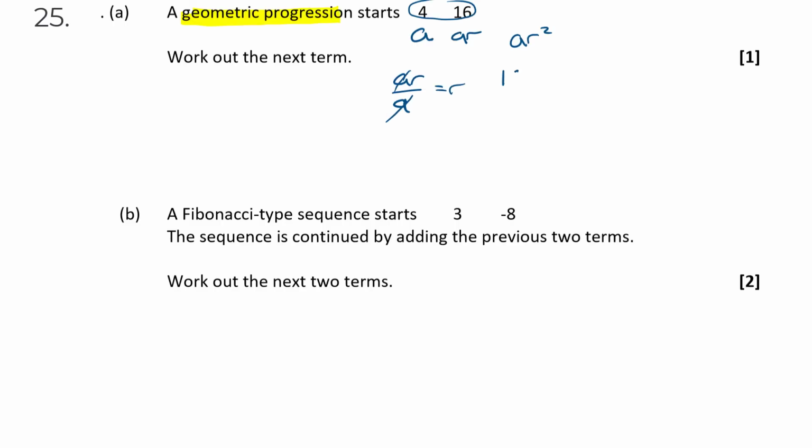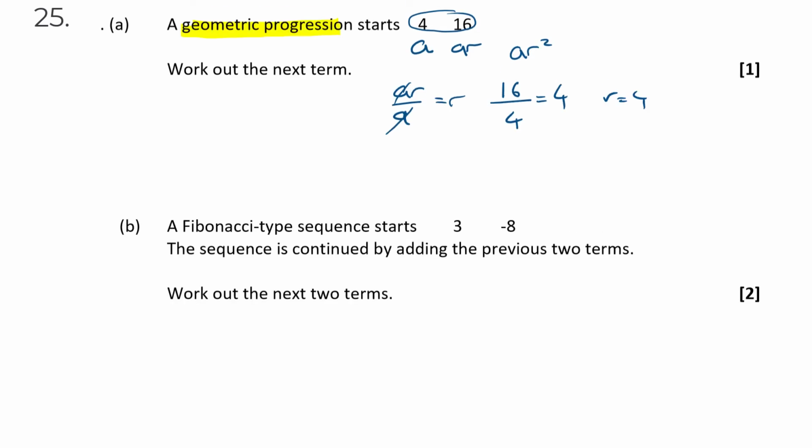So if I take my 16 and I divide it by 4, I'm going to get 4. So that's what R is. So R is 4. So if I know R is 4, then I know the next one in this sequence is going to be 16 times 4. So double 16, 32, double it again is 64. Okay, so that's my third term. So third term equals 16 times 4, which is 64.